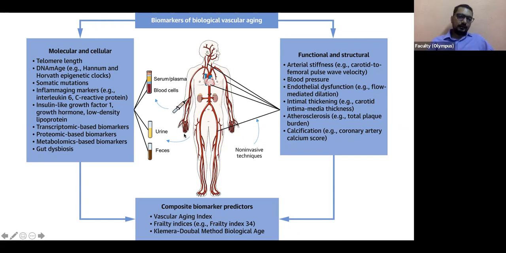In some cases, we actually have to collect the blood, serum, urine, fecal matter to calculate it. Mostly for the molecular studies, we require somewhat invasive methods of collecting samples. But for functional and structural analysis, you don't need invasive methods. Body scanning, maybe indirect methods of collecting data is possible. So non-invasive techniques can be used. This is how biological aging is predicted, either through molecular methods or functional and structural methods.